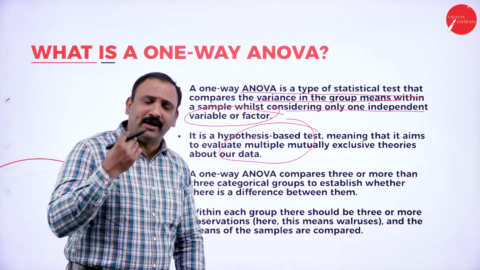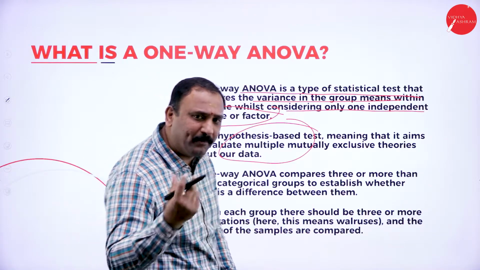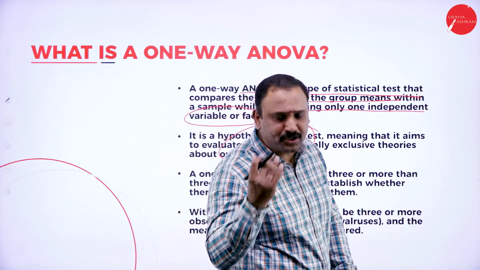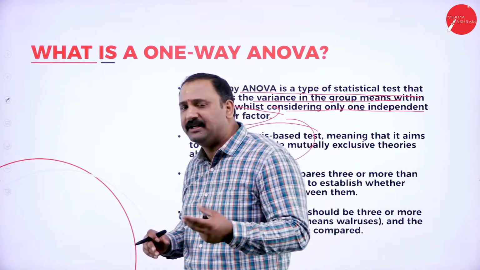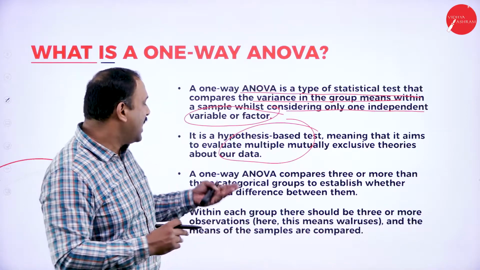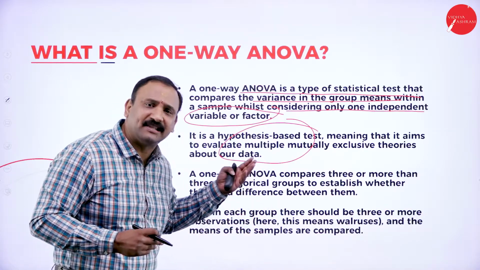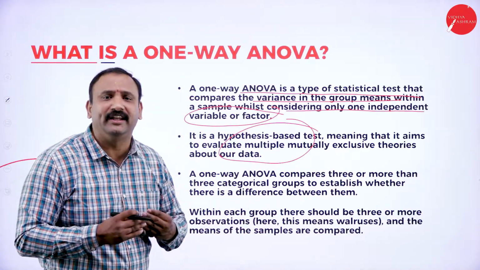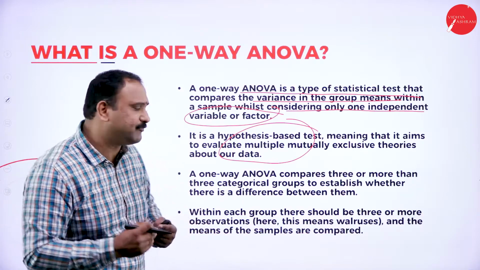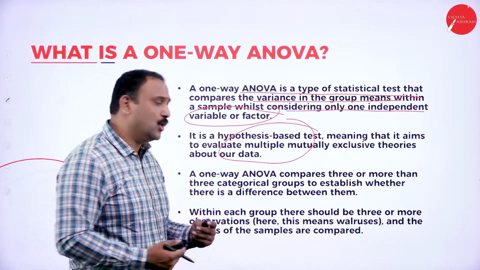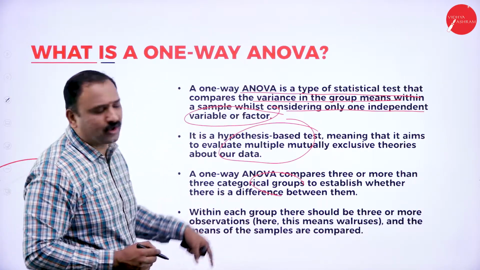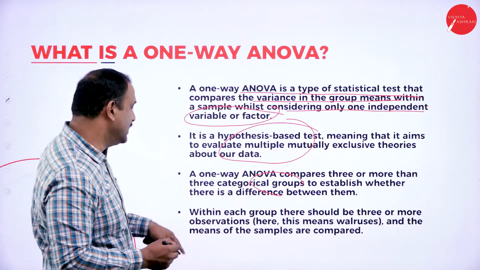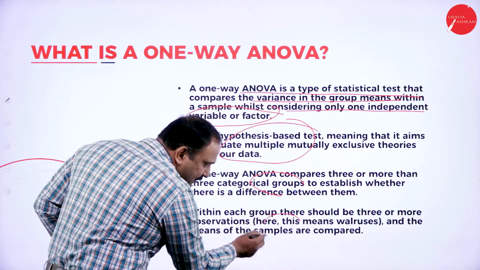So that means when a researcher is involved in doing multiple sets of data and he wants to get clarity in terms of the picture, in terms of how it has been done, where it has been taken, I think ANOVA would stand as the best methodology to understand the variance factors altogether. Now, within each group, there should be three or more observations, and the means of samples are being compared.